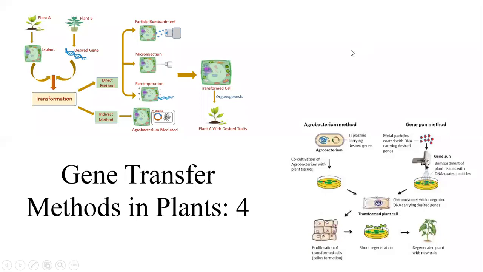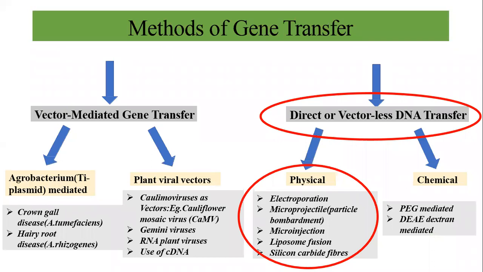Students, here I am going to discuss the last portion of the gene transfer methods in plants, the physical methods of gene transfer. That means direct gene transfer without a vector, which is mediated by physical processes. These methods include electroporation, microprojectile bombardment, microinjection, liposome fusion, silicon carbide fibers, ultrasonication, etc.